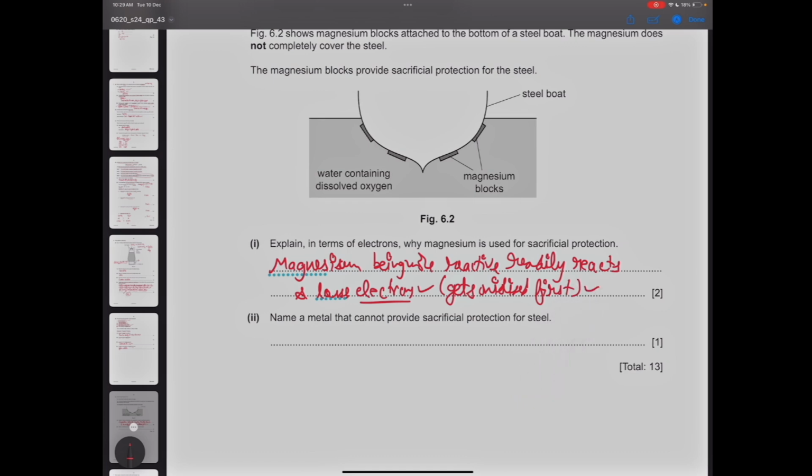Name a metal that cannot provide sacrificial protection of steel. So any metal which is less reactive than steel. You can mention copper, silver, gold. Alright. See, the whole idea is, if you want to protect something, you coat it with something more reactive. But if you're coating it with something less reactive, what is the benefit?